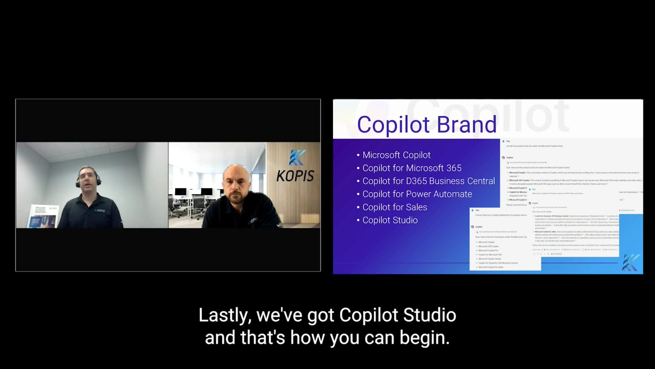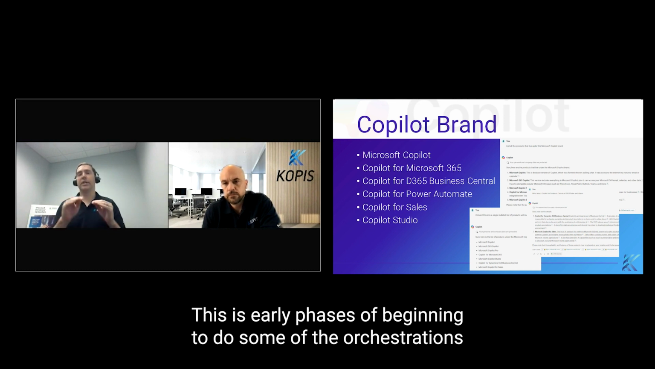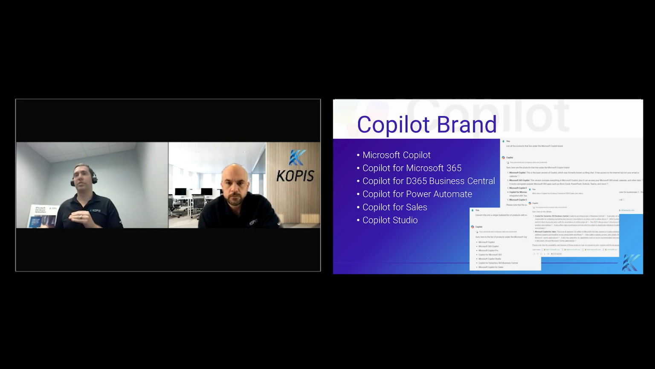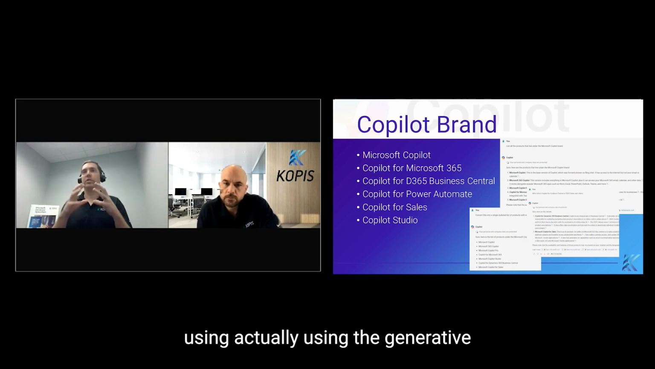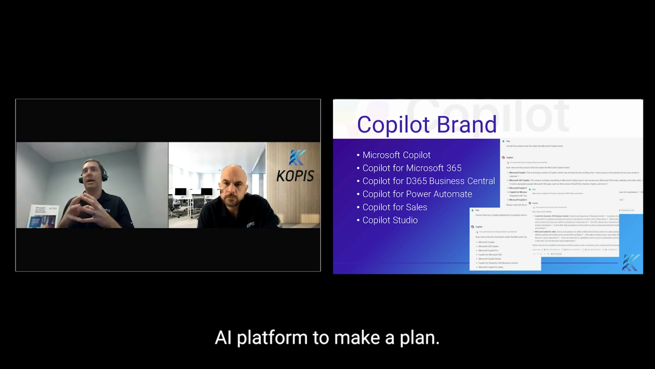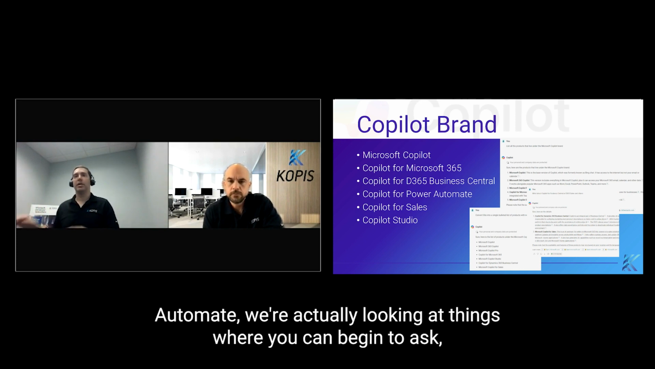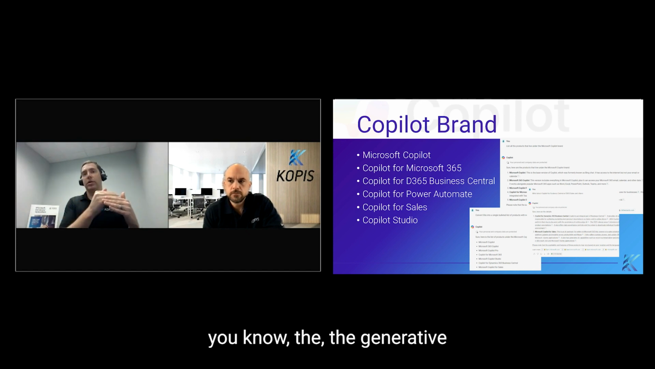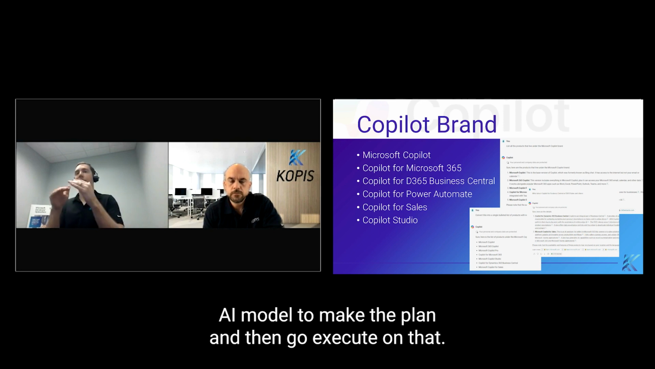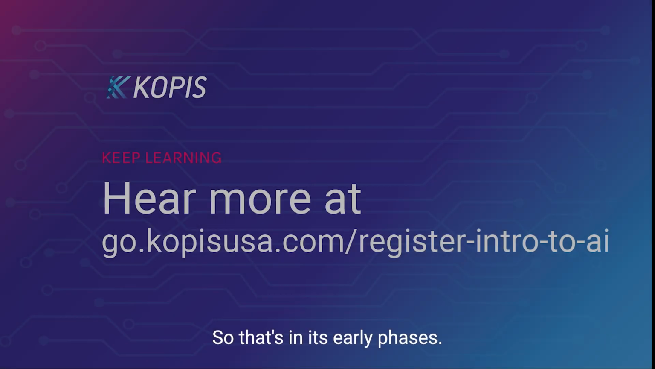Lastly, we've got Copilot Studio, and that's how you can begin. This is the early phase of beginning to do some of the orchestrations, using the generative AI platform to make a plan rather than making a workflow very procedurally, as we might do in Power Automate. We're looking at things where you can ask the generative AI model to make the plan and then go execute on that. So that's in its early phases.